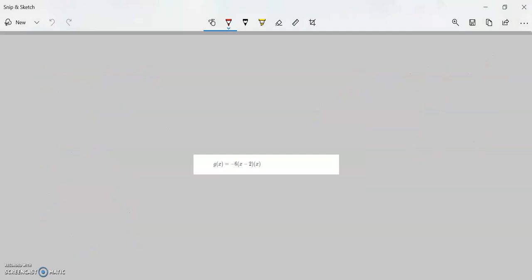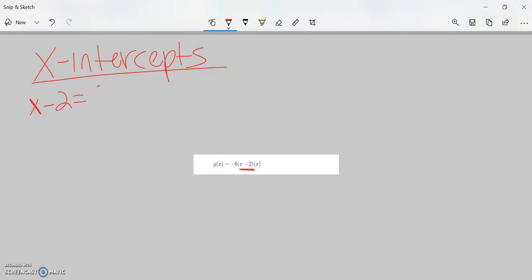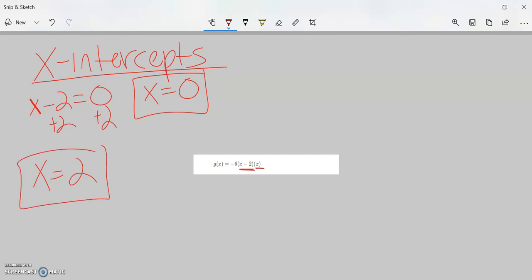vertex and x-intercepts. So first thing we're going to do, find the x-intercepts, or the zeros. All right, and to do that, remember we take each of these binomials and set it to equal 0. Do the math, we're going to add 2 to both sides, and one of our zeros is at positive 2. And the other one, we set to equal 0, and we already have our answer. We have one zero at 0, or the origin, and the other zero at 2.